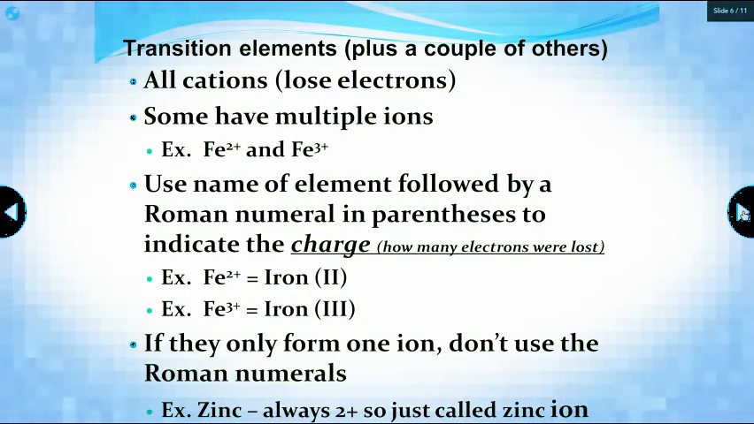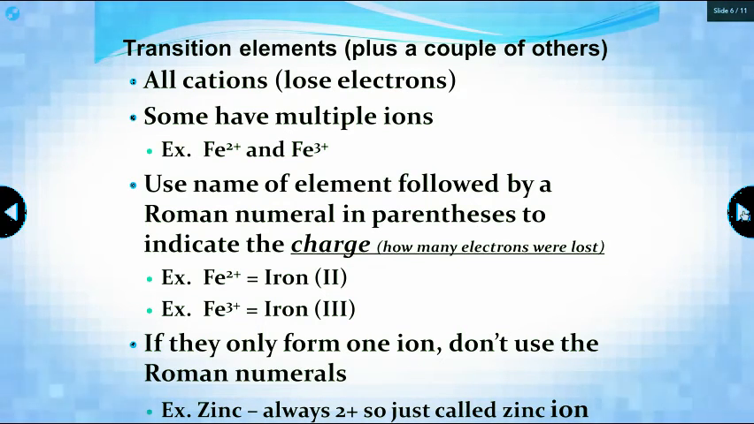Now with the transition elements, on your periodic table, you identified your transition elements and then made yourself a little note to see the back of your periodic table, because these elements will form a variety of ions. You don't have to memorize them, you just have to know that you have to look at the back of your periodic table, and they're all listed on there for you. They are all cations, so they all lose electrons, they're all positive, and the ones that have multiple ions must use a Roman numeral.